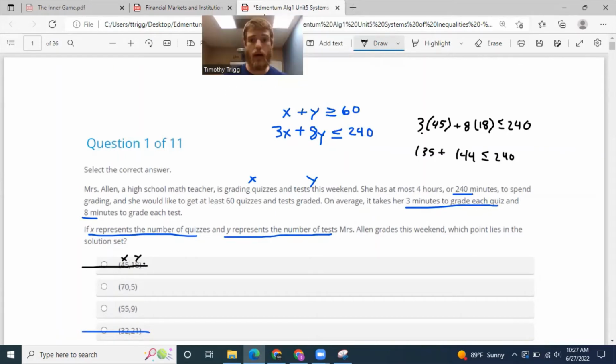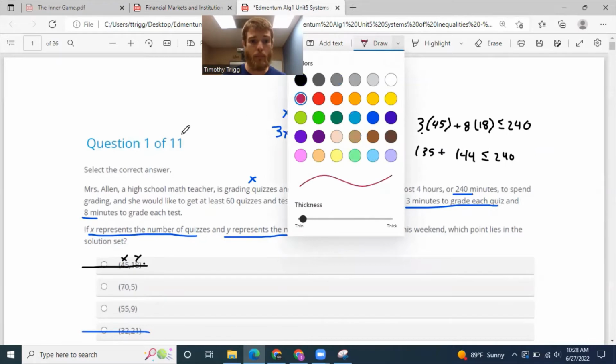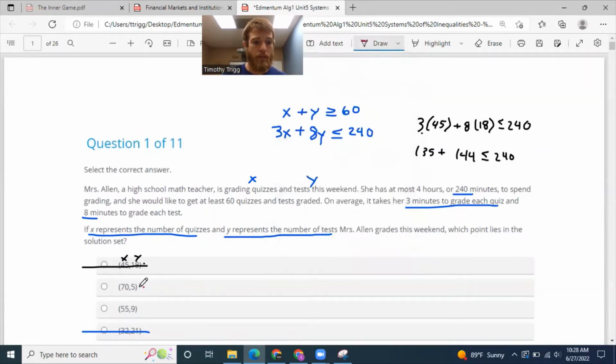Let's try the next coordinate point. So 70, 5, again, replacing the x with 70 and the y with 5. I already know this works for the first inequality because they add up to be greater than or equal to 60. That's good. But let's try the second inequality. So 3 times 70 plus 8 times 5. I want to see, is this less than or equal to 240?